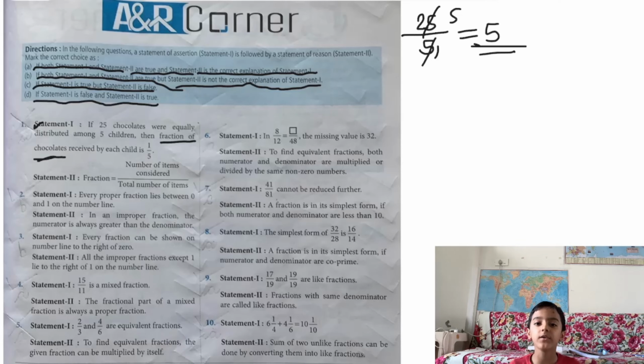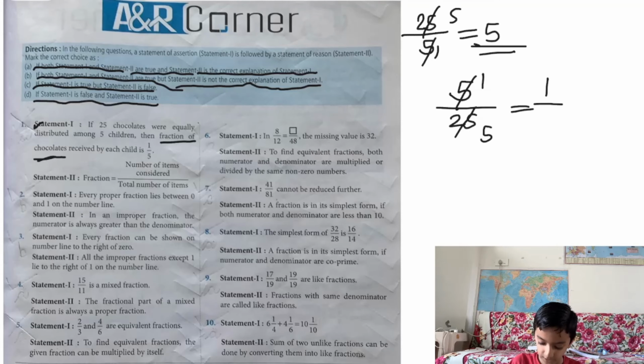So to find a fraction, we have to do the part taken or considered by the total part. So here we are taking 5 chocolates for each child and there are totally 25. So we will keep 25. So 5 by 25 can be simplified by 5. So it will be 5 1s are 5, 5 5s are 25. So here the fraction of chocolates distributed to each child will be 1 by 5. And statement 1 is also saying this. So statement 1 is correct.